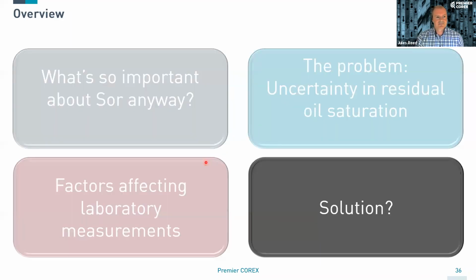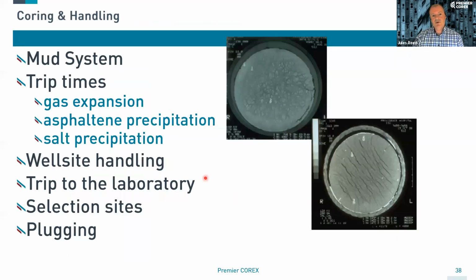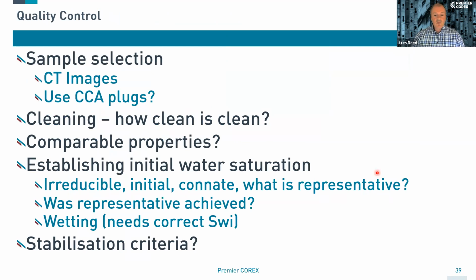So what's the solution? Well, I mentioned earlier how each of these processes control or have a potential impact on the residual oil saturation. Well, we need to control those processes. We need to control coring. We need to control the trip to surface so that we're not damaging core. We need to control handling at surface so we're not creating physical damage to the core. One way of understanding that we've done that is to look at CT images and see that the core has not been damaged.